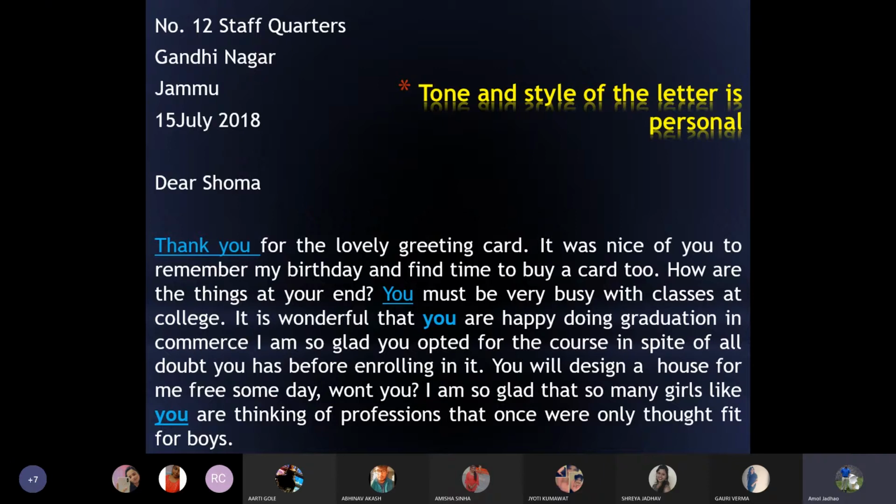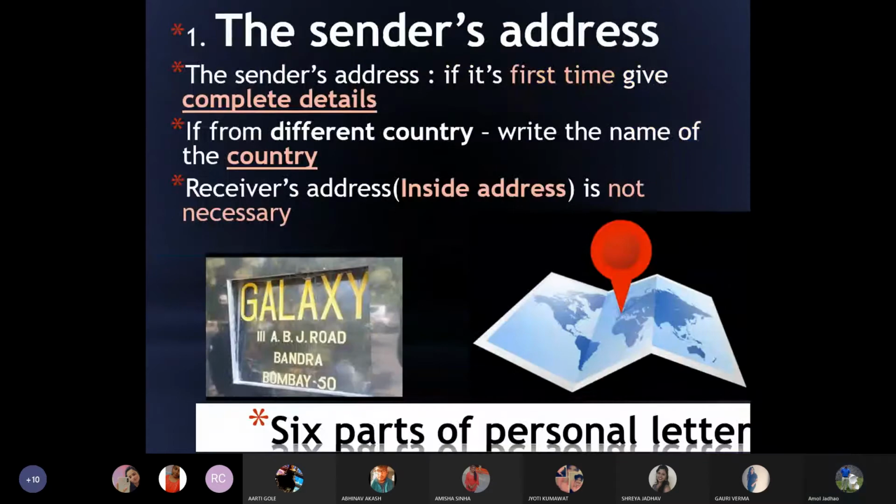Yes, sir. In the last session we were discussing the style and tone of the personal letter. Today we are going to see that there are a total of 6 parts of a personal letter, and we will be discussing those parts in today's session. Let us look at these parts one by one. So the first part is the sender's address.